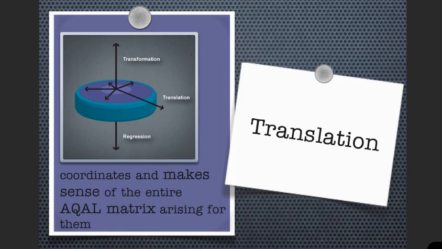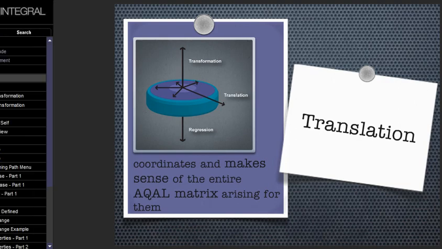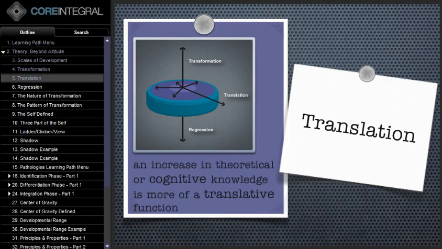Additionally, the acquisition of knowledge could be viewed as a translative function. Just because someone is really smart in, say, theoretical physics doesn't mean, for example, that their self-sense is complexly developed. Someone whose self-sense is orange can acquire subject-specific knowledge in the same way someone whose self-sense is teal. As such, an increase in theoretical or cognitive knowledge is more of a translative than transformative function.